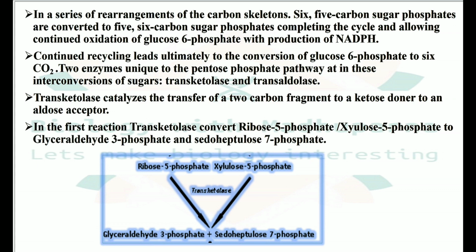Two enzymes unique to the pentose phosphate pathway in this interconversion of sugars are transketolase and transaldolase. Transketolase catalyzes the transfer of a 2-carbon fragment from a ketose donor to an aldose donor. So now we will look into the reactions of the non-oxidative phase of the pentose phosphate pathway. In the first reaction, transketolase converts ribose 5-phosphate or xylose 5-phosphate to glyceraldehyde 3-phosphate and sedoheptulose 7-phosphate.